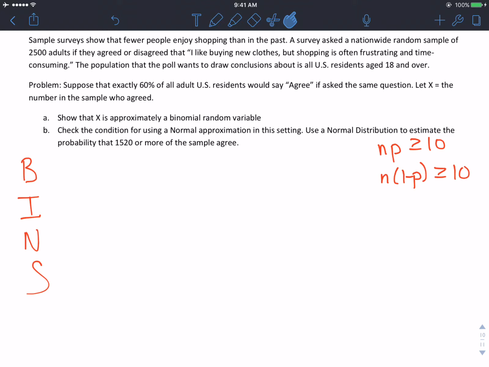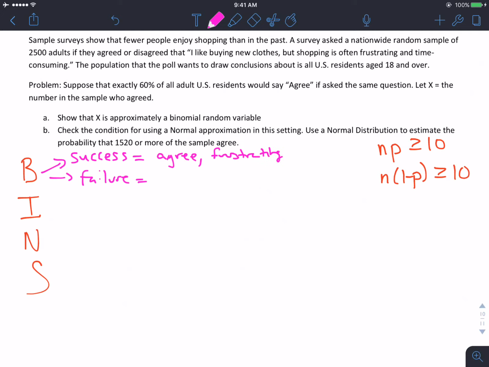So what we want to do is show that X is approximately a binomial random variable. So binary, we're going to use BINS. So we need successes and we need failure. And to define a success, we'll go ahead and say agree that shopping is frustrating. And a failure is don't agree. So we got the B part down.